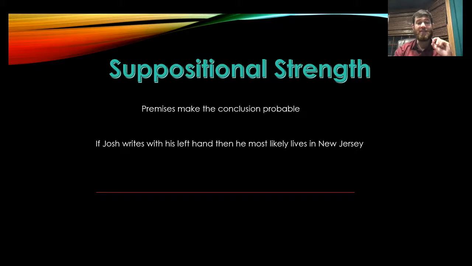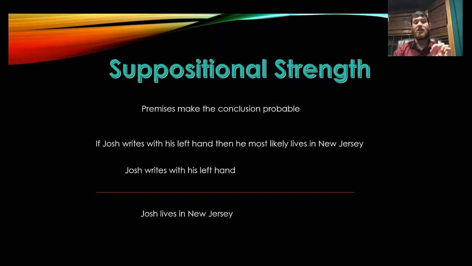If Josh writes with his left hand, then he most likely lives in New Jersey. Josh writes with his left hand, we conclude Josh lives in New Jersey. Now, how is this different? Although the only difference is the first premise says most likely instead of definitely lives in Jersey, that makes a big deal because before in the deductively valid argument, if it definitely means if he writes with his left hand, then he lives in New Jersey, we know for sure when that premise, he's left-handed, is true, he definitely lives in New Jersey.